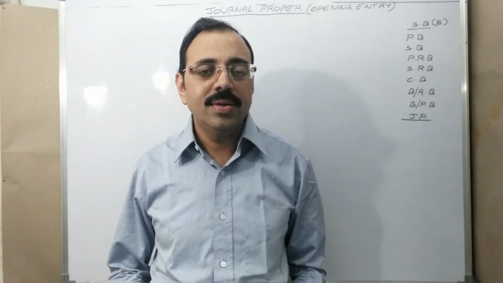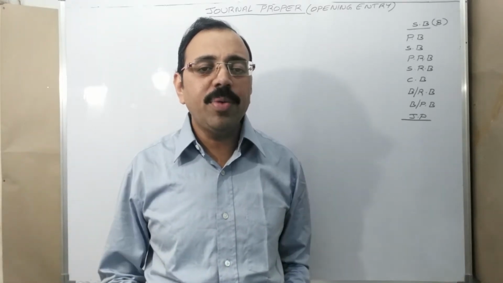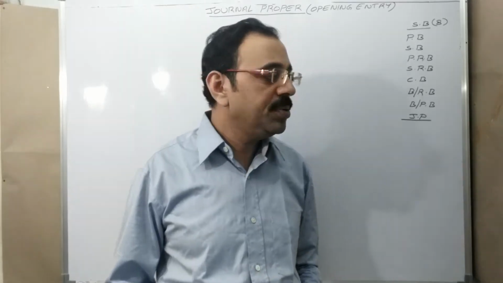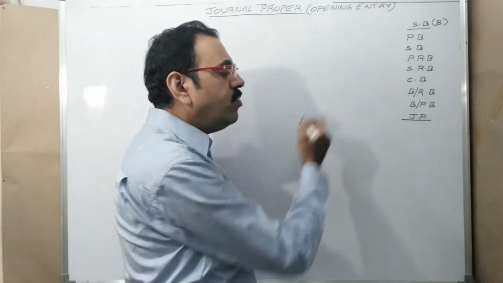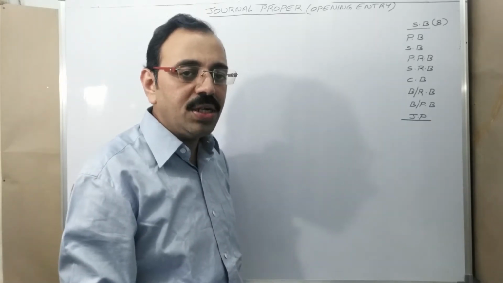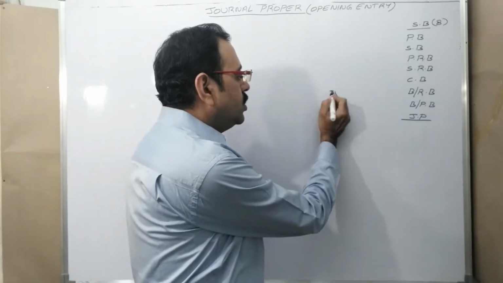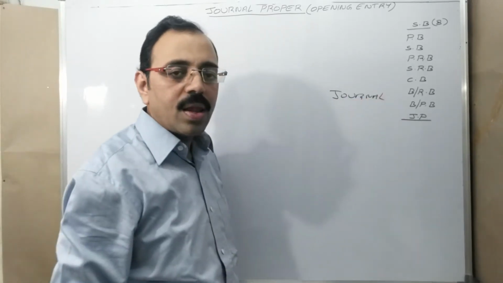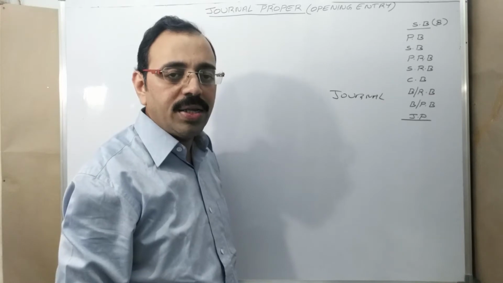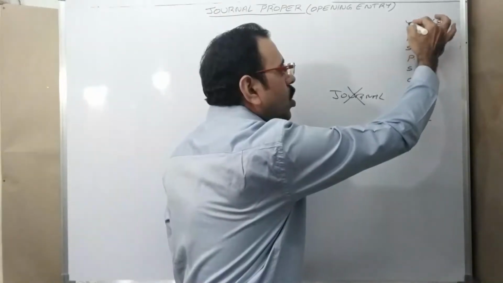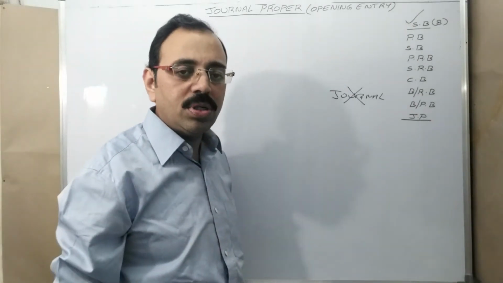Hi friends, today I'll explain about journal proper. Where it comes: small firms, to record any financial business transaction, maintain a journal book. And large scale organizations, instead of journal, record them in subsidiary books.